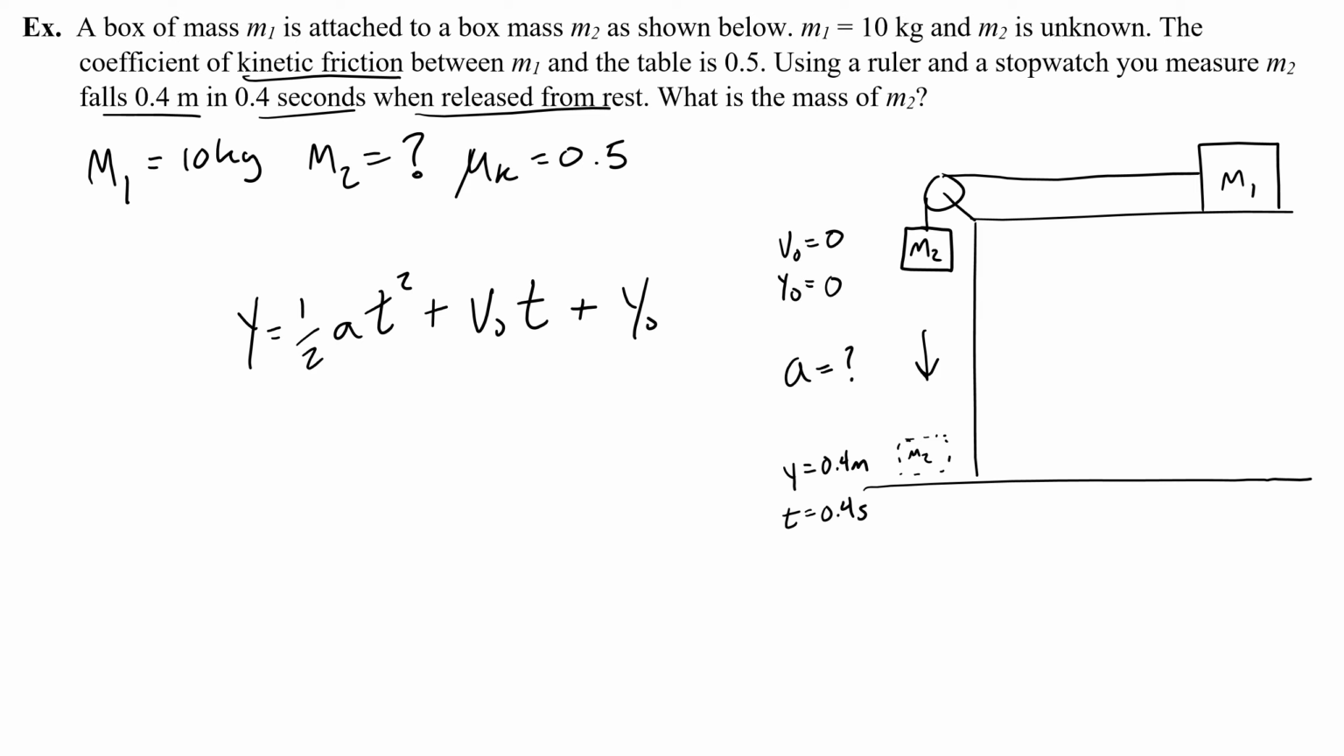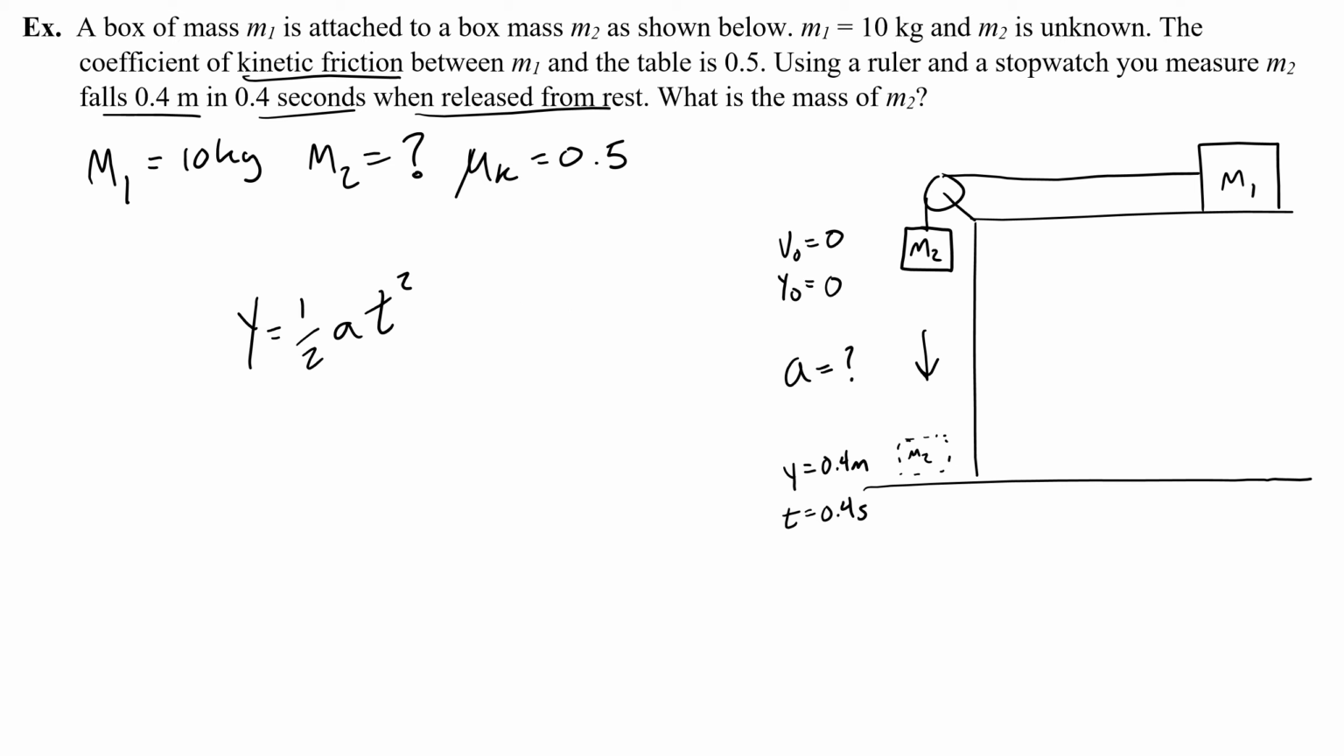Now, notice I'm not modifying this to use like negative g or anything, because the acceleration is not going to be the acceleration due to gravity. It's going to be a very specific acceleration that we get from this problem. So I get rid of anything that's 0. The initial velocity is 0. We're saying the initial height is 0, so those are bye-byes.